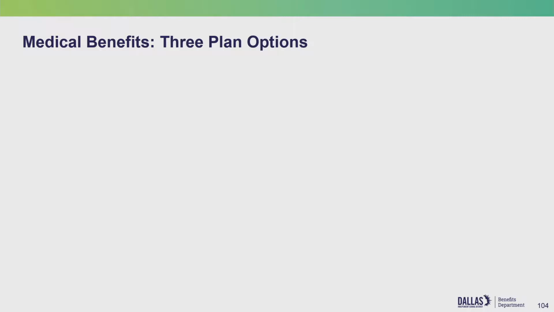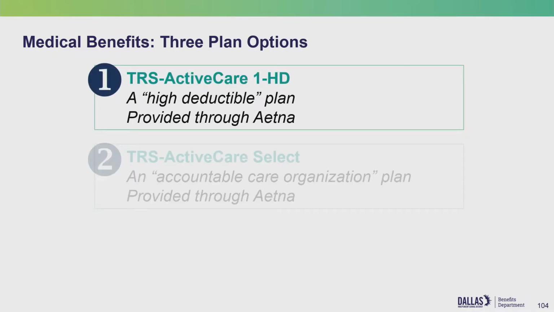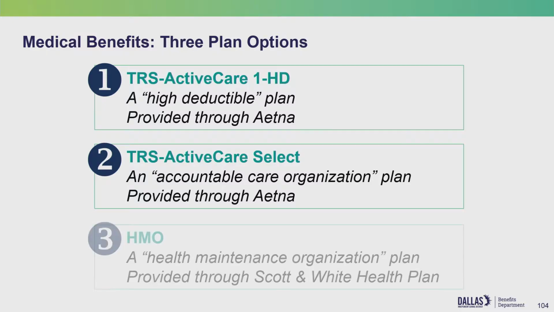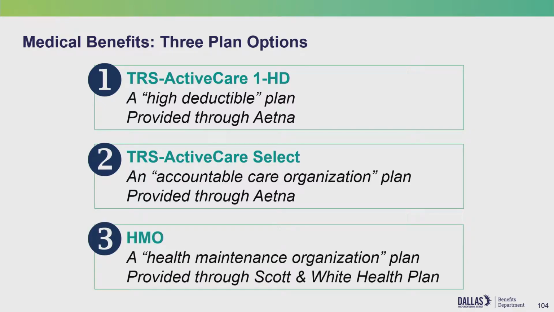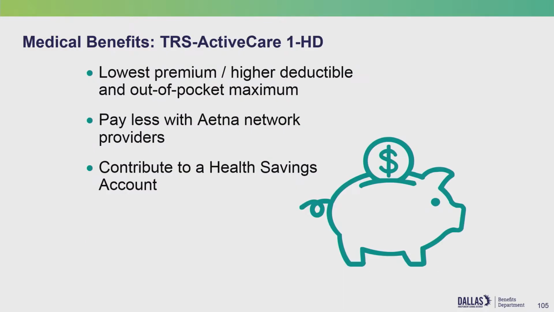So inside our district, we have 3 plan options for you. We have the TRS-ActiveCare 1 HD plan, the TRS-ActiveCare Select plan, and the TRS-HMO plan. Each plan is a little unique, and I'm going to walk you through a little bit of the details of the plan. However, we do encourage you to go to the Benefits Enrollment Guide so that you can go through all the nuances of the plan. But I'm going to give you a general overview of each plan this afternoon.